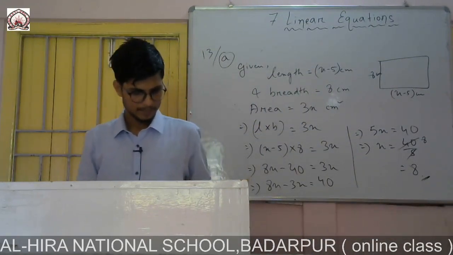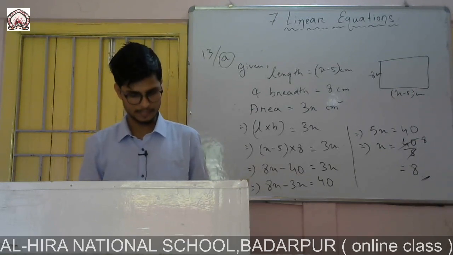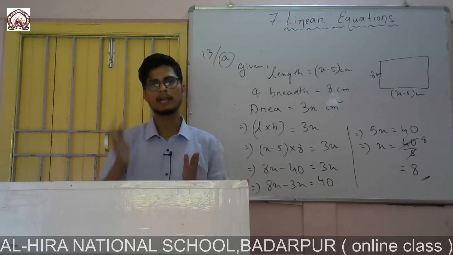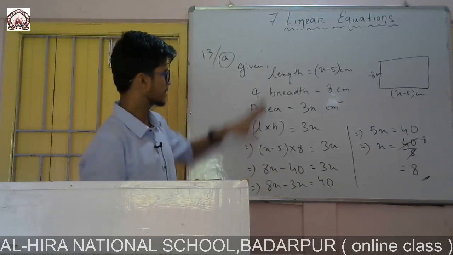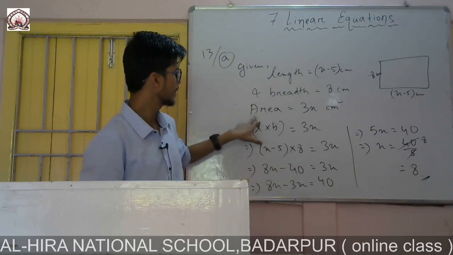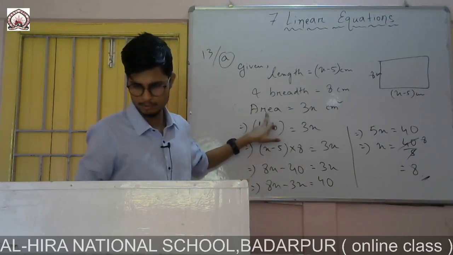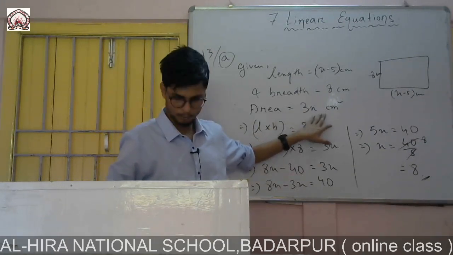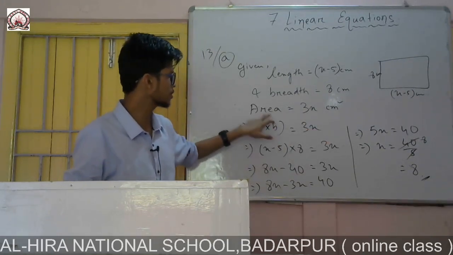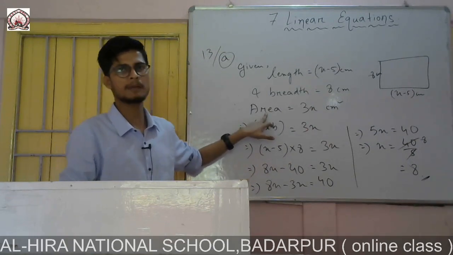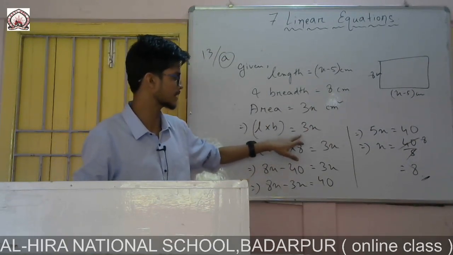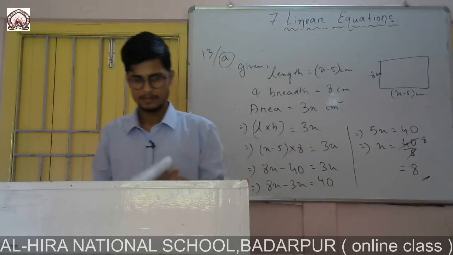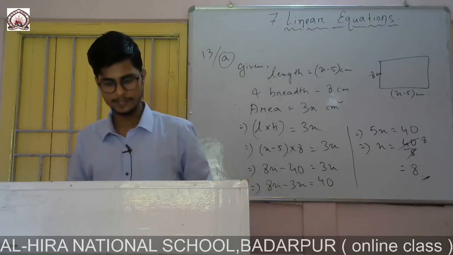Now 13b, if the perimeter is 40 centimeter, make an equation and find x. So perimeter we know it is 2 into length plus breadth. Same way you write length, breadth, it is given. In place of area you will write perimeter equals to 40 centimeter, and then in place of length into breadth, perimeter we know 2 into length plus breadth. So here you will write 2 into length plus breadth equals to 40, and then you solve, you will find the value of x.